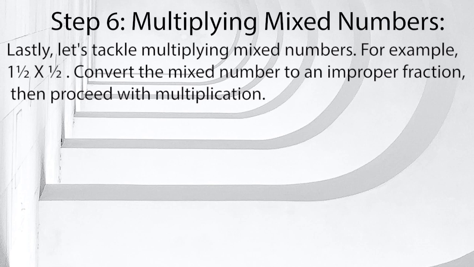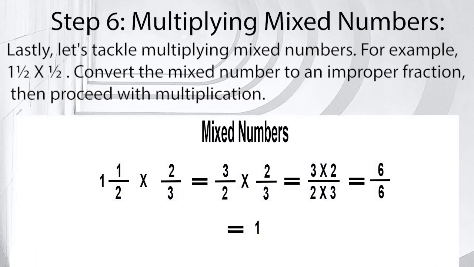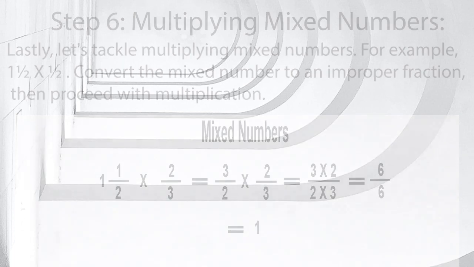Step 6. Multiplying mixed numbers. Lastly, let's tackle multiplying mixed numbers. For example, 1 1/2 times 2/3. Convert the mixed number to an improper fraction, then proceed with multiplication.